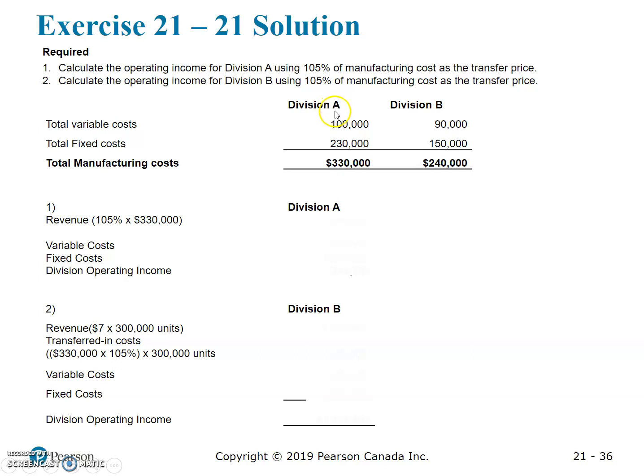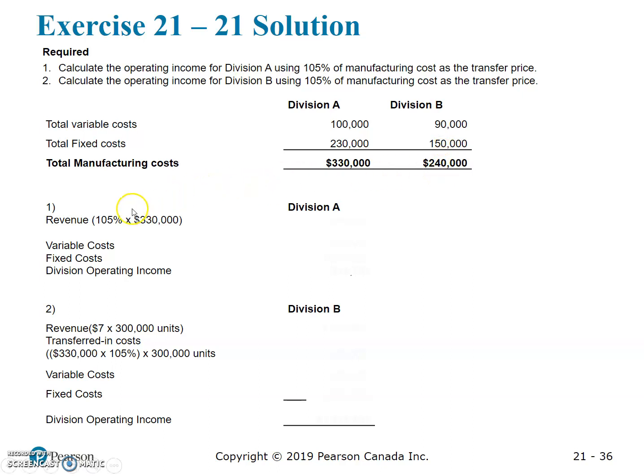Division A has variable costs of $100,000 and fixed costs of $230,000 for total manufacturing costs of $330,000, while Division B has variable costs of $90,000, fixed cost of $150,000, and total manufacturing costs of $240,000.